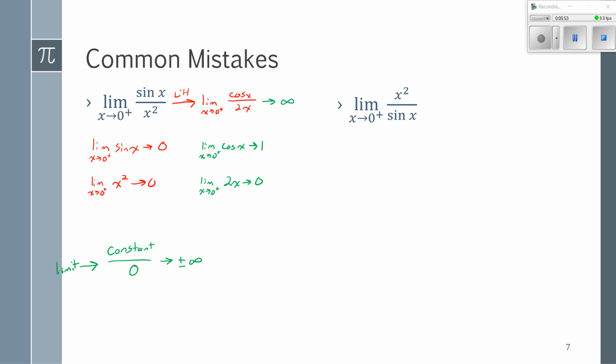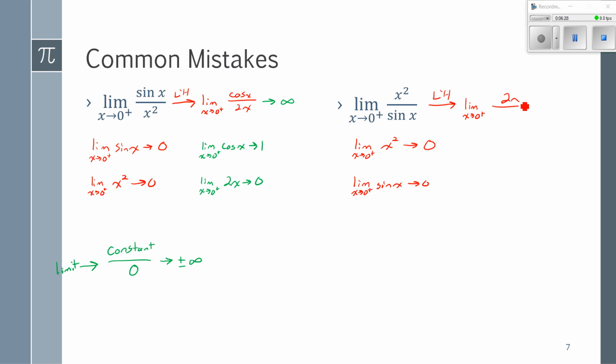But now if I switch this around and I look at the limit as x approaches 0 of x squared over sine of x, again, I would try substitution first. When I plug 0 into the numerator, it's approaching 0. When I plug 0 into the denominator, that's also approaching 0. So that's the indeterminate form, 0 over 0. I am allowed to use L'Hopital's rule, which gives me an equivalent limit.